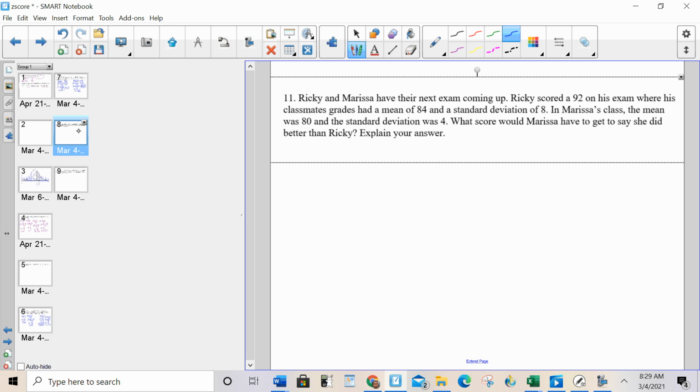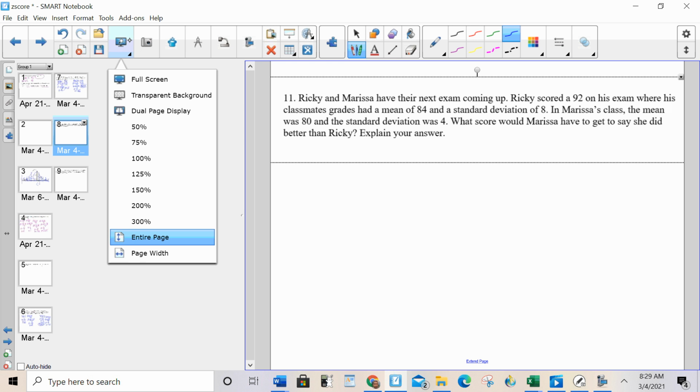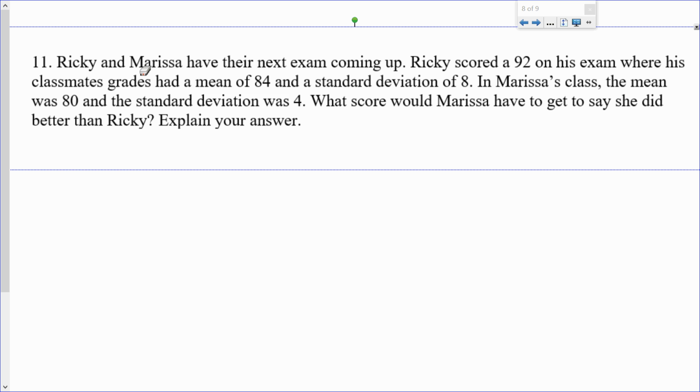Ricky and Marissa have their next exam coming up. Ricky scored a 92 on his exam, where his classmates' grades had a mean of 84 and a standard deviation of 8. In Marissa's class, the mean was 80 and the standard deviation was 4. What score would Marissa have to get to say she did better than Ricky? Well, to do better than Ricky, she needs to have a better z-score.